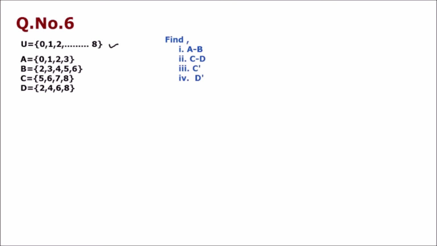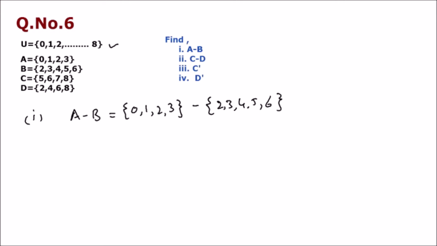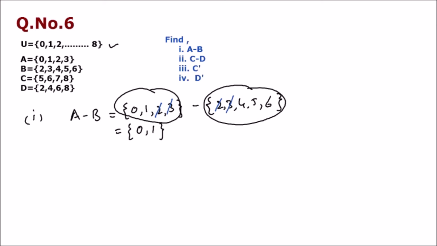So we solve the first part, A minus B. Now we will write the A set, then the B set. Cancel all the similar elements. 2 and 3 are similar. Now the remaining elements of set A, because this is the A set and this is the B set, make a set which is the difference A minus B. Or we can say A minus B is the set of all the elements of A which are not in B.